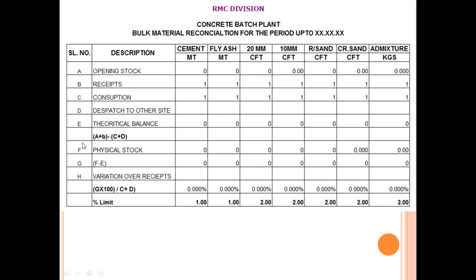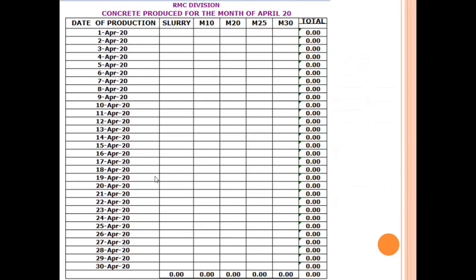Then F minus E, then variation over receipts is equal to G into 100 divided by C plus D. Why this variation occurs, that I will explain in the next video. Then the second format is date of productions.